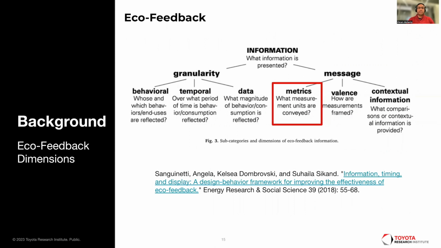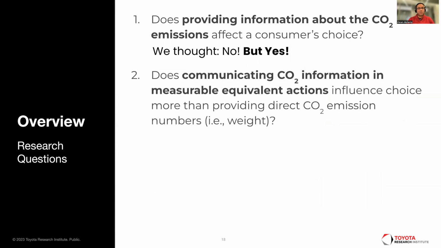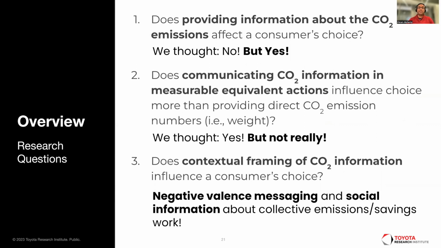We specifically asked the following questions. Does CO2 information affect a consumer's choice? We thought no, but it turned out to be yes. Does communicating in terms of equivalencies influence choice better than raw CO2 numbers? We thought yes, but found out that's not really the case. Does providing additional context help? We found that negative balance in the messaging and focusing on social information actually help.